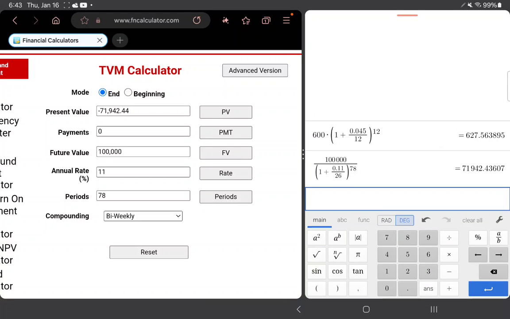So again, no negative sign on the calculator. That's just something the TVM calculator tends to insert because it's usually from a business point of view. Okay. All right, so now let's look at a few different situations.